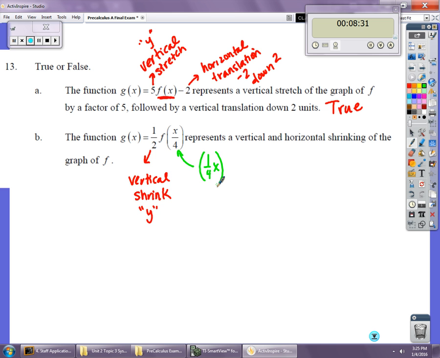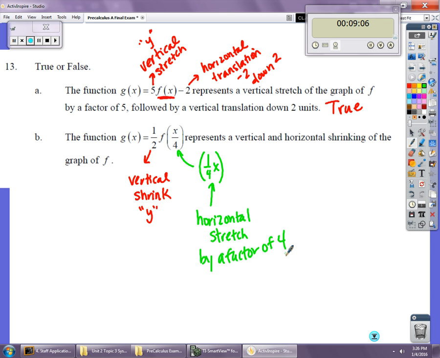Remember, anything that happens to x is backwards. Anything that happens to x is going to be the opposite of what you think. This is multiplying, right? This is a multiplier of x. So it's not one of the ones that's sliding it side to side, which we know always goes opposite of the sign. This one, we're going to call a horizontal change, and this is actually going to be a stretch. It looks like a shrink, but it actually means a stretch by a factor of 4. Instead of 1/4, it's the reciprocal. It's going to be the opposite.